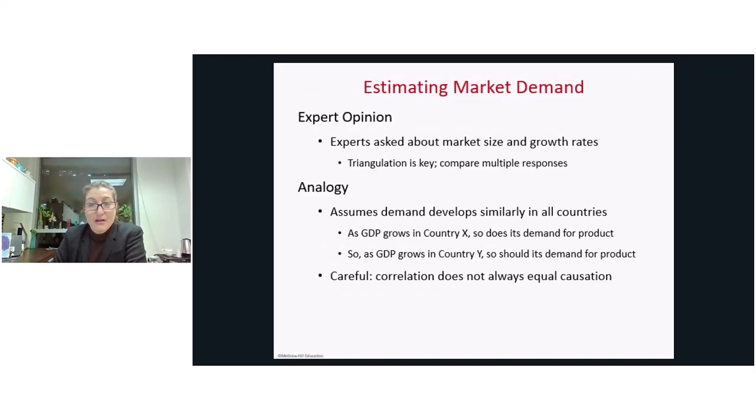So in seeking to estimate market demand, we can turn to expert opinion. Experts are asked about market size and potential growth rates, and triangulation is key here. What we're talking about in terms of triangulation is using multiple sources of data to see if we come up with the same findings and therefore validate the data, validate the findings to some extent.